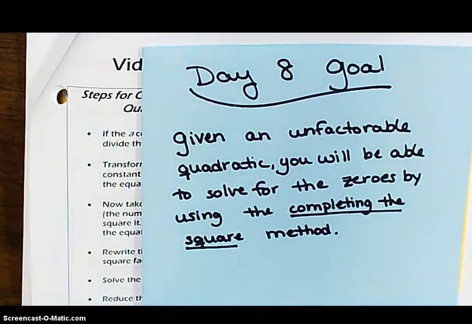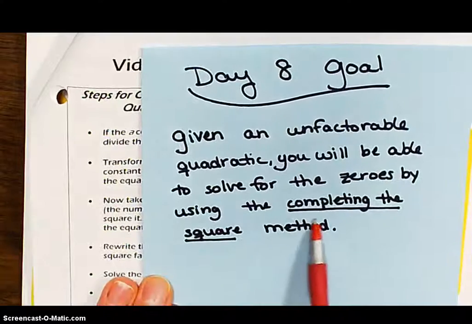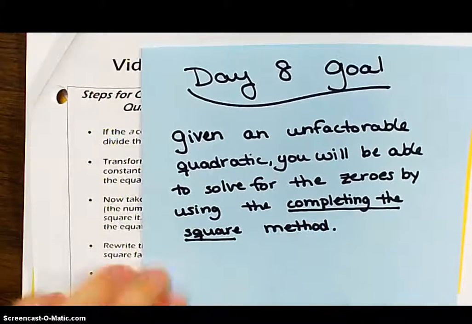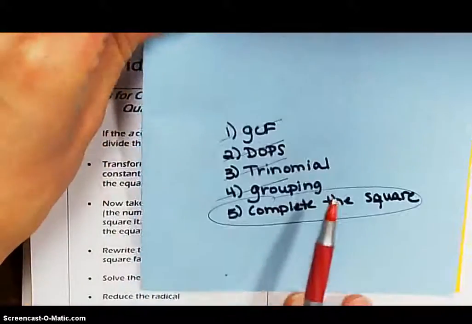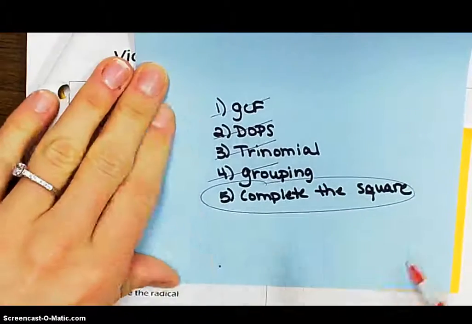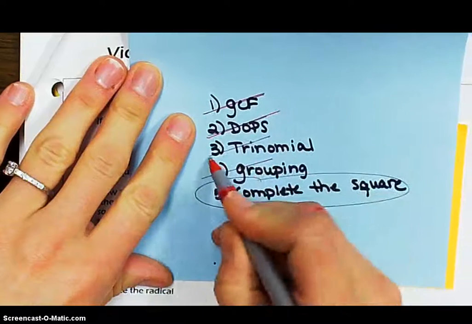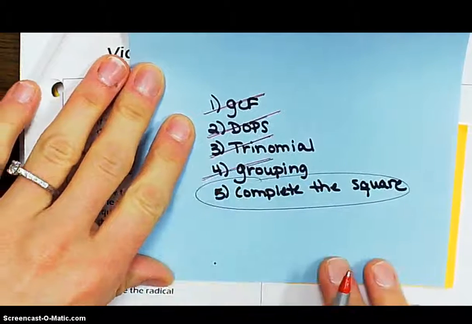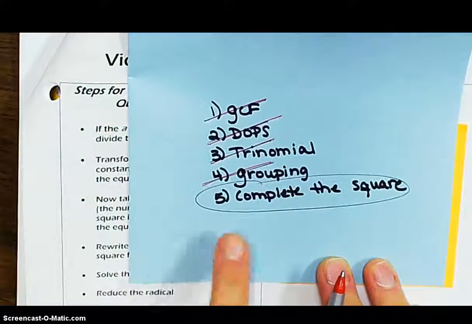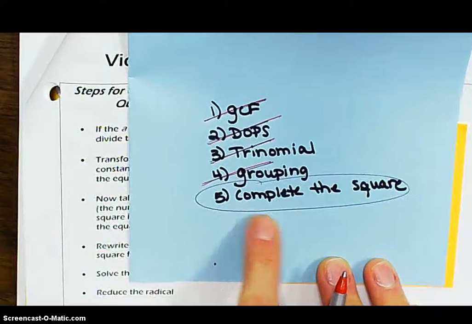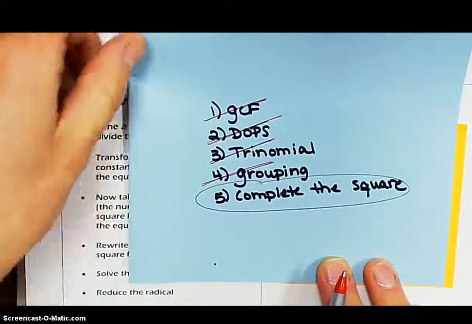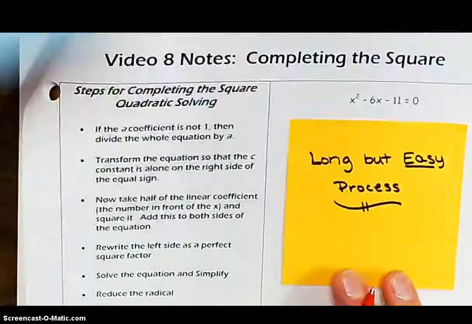Today, our goal: given an unfactorable quadratic, you will be able to solve for the zeros by using the completing the square method. So today, we're going to learn a new method to solve our quadratics. What this means is, let's say you get an equation and you cannot use GCF. You cannot use dots. You cannot use trinomial. You cannot use grouping. Well, we're not going to give up. Instead, we're going to use what's called the completing the square method. All right, so let's go ahead and learn how to do that.